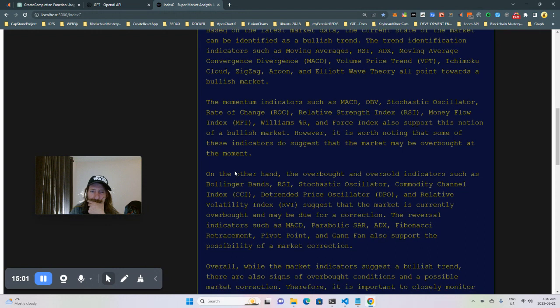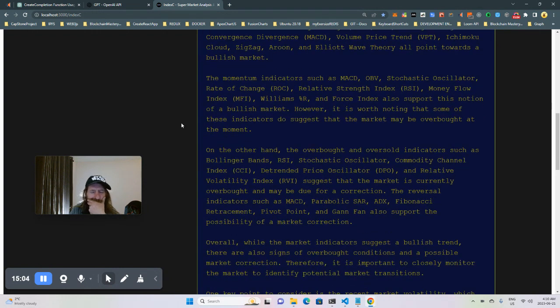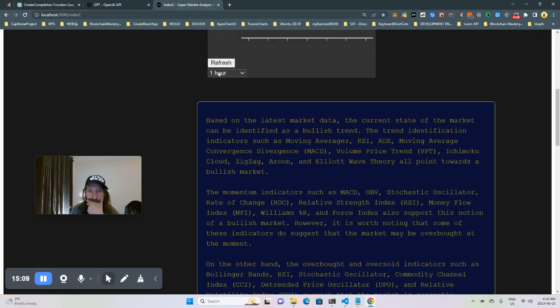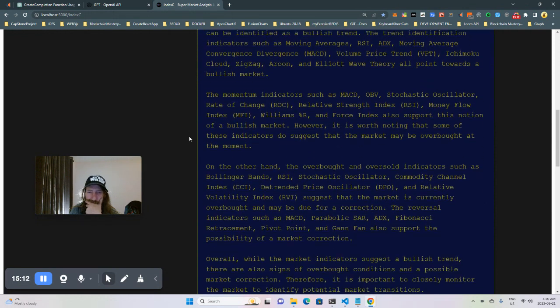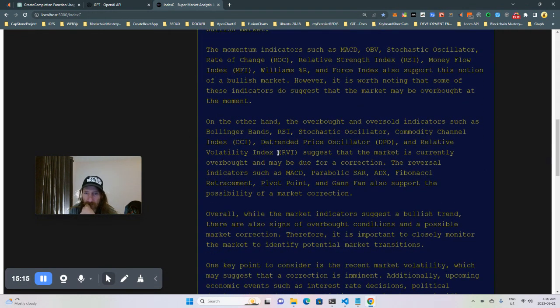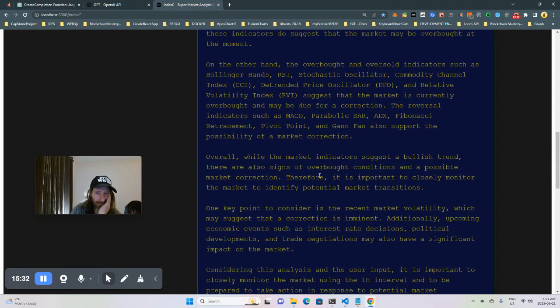However, it is worth noting that some of these indicators do suggest that the market may be overbought at the moment. The overbought and oversold indicators such as Bollinger Bands, RSI, Stochastic Oscillator, Commodity Channel Index (CCI), Detrended Price Oscillator (DPO), and Relative Volatility Index (RVI) suggest that the market is currently overbought and may be due for a correction. The reversal indicators such as MACD, Parabolic SAR, ADX, Fibonacci retracement, pivot point, and Gann fan also support the possibility of a market correction. Overall, while the market indicators suggest a bullish trend, there are also signs of overbought conditions and a possible market correction.